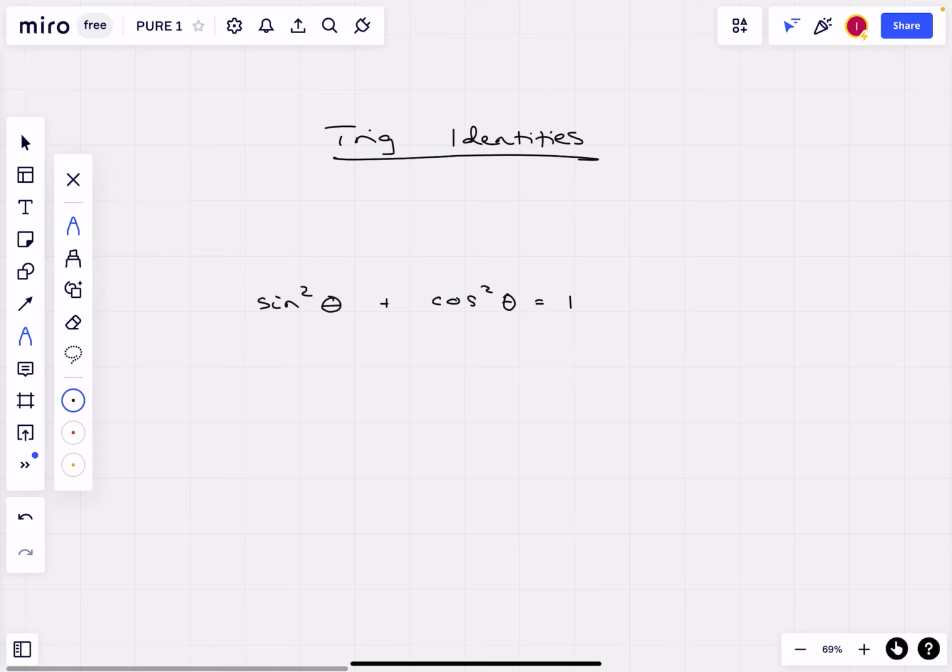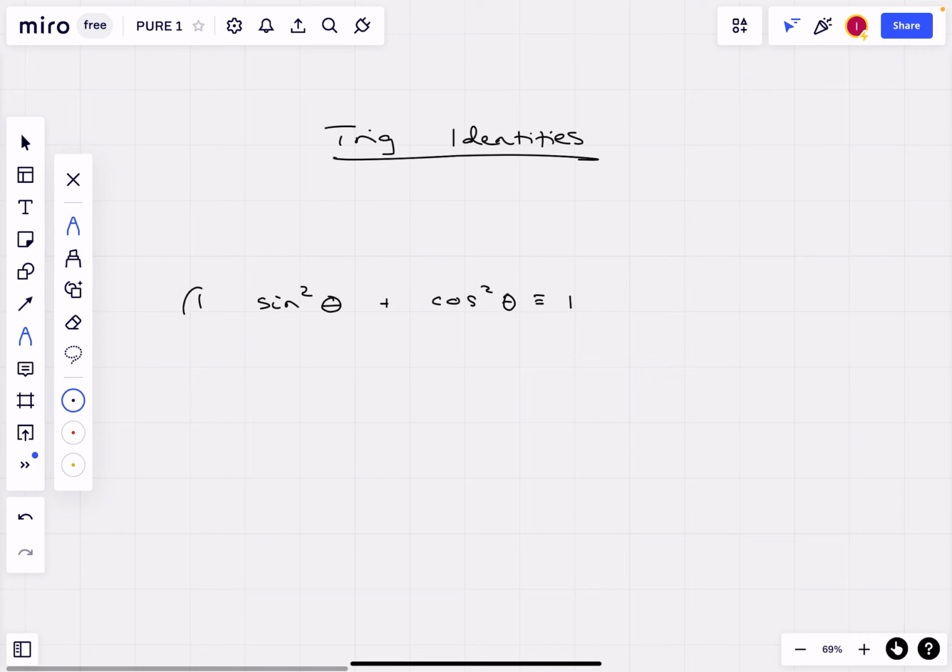You might see three lines in your equals. Those three lines just mean they are always true for all values of theta. That's why you would use the triple line. You can essentially use both there. Doesn't really matter too much.